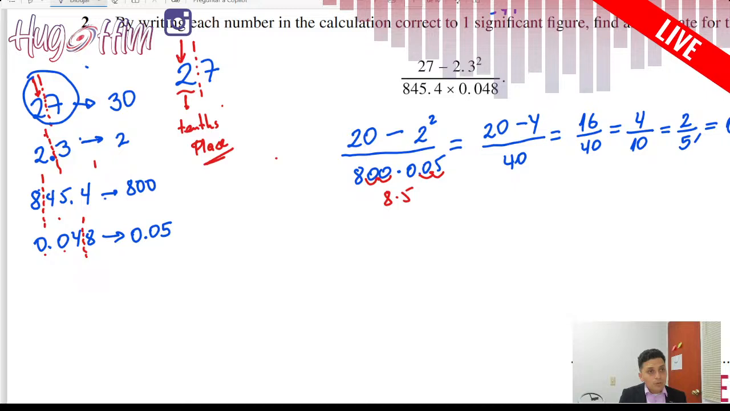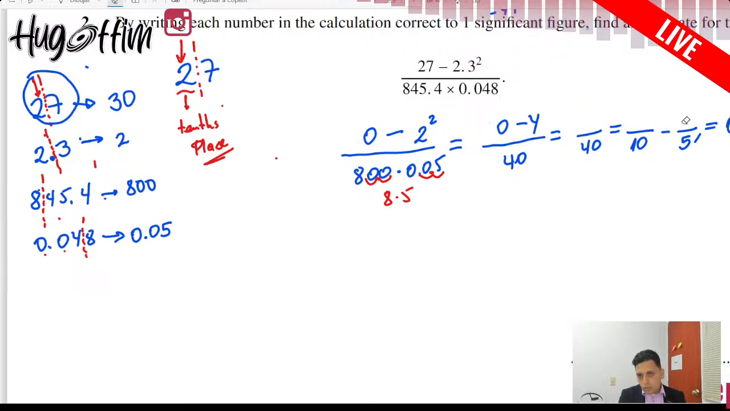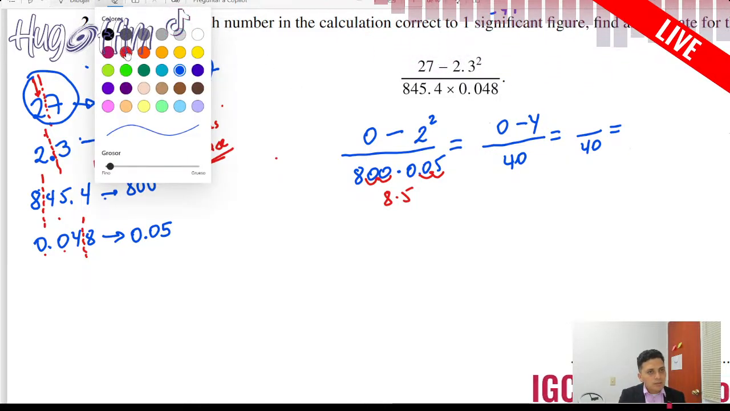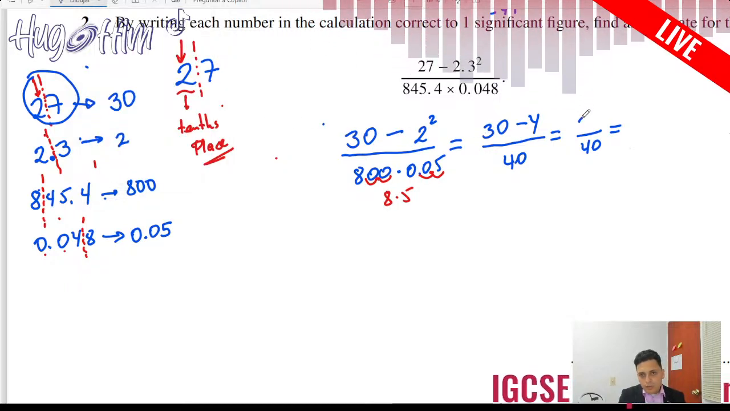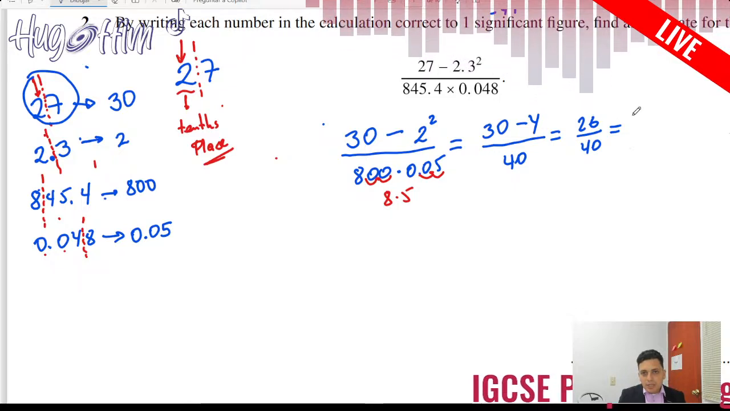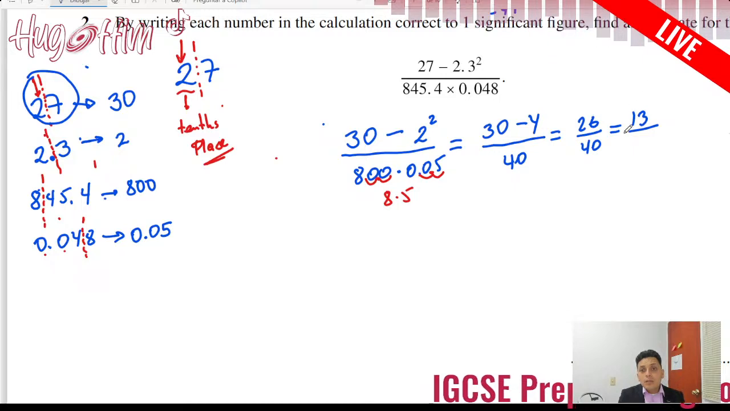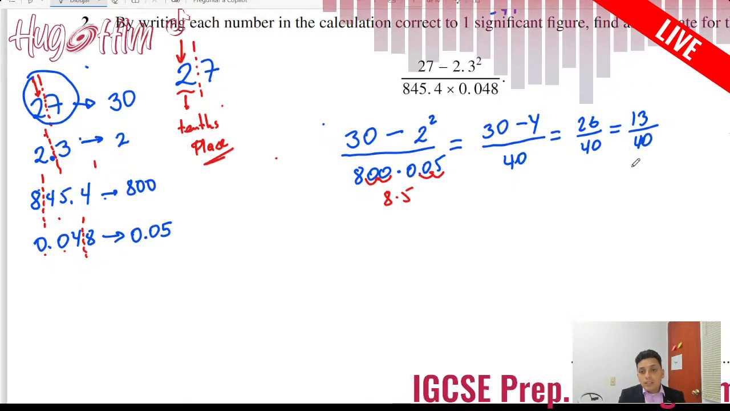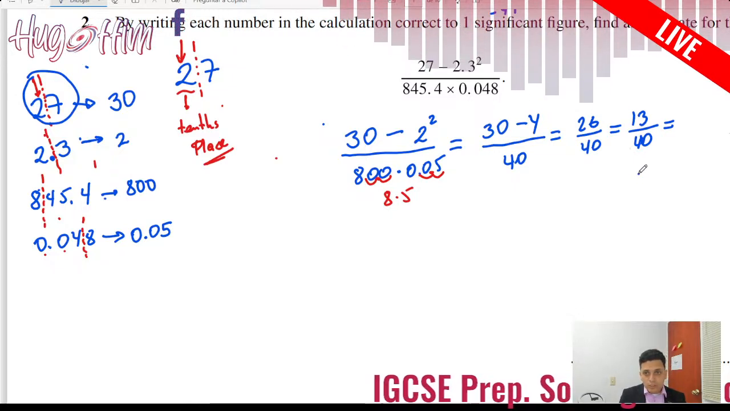Oh my god, that's what happens when you do things quickly. Yes, it's 30, let's correct it right now. Okay, you're right. This is 30. So 30 minus 4 is 26. 26 divided by 2 is 13. 13 over 40. That would be the answer. Okay. Yes, thank you for the question.